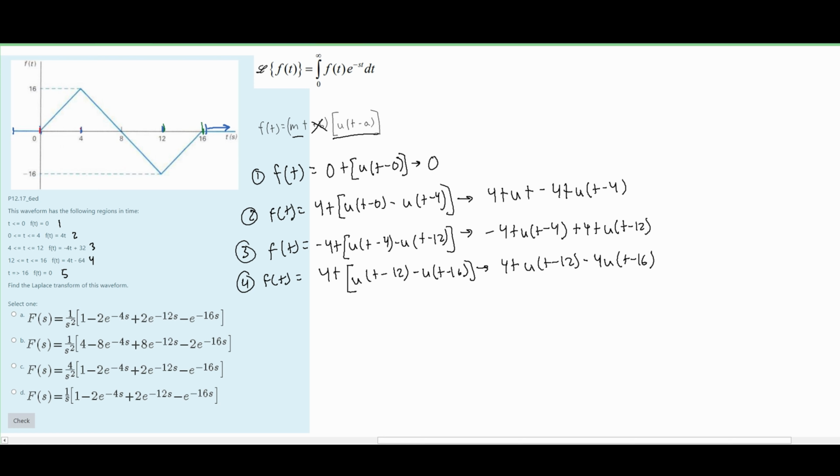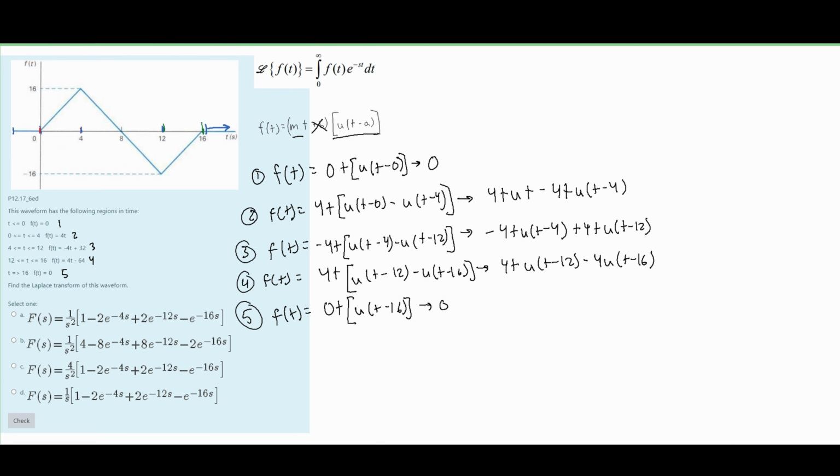If we look at 5, we can see that our slope is just going to be 0. I'll write it anyways. We're going to have a 0t, and then we have this value, and then we're going to have u(t minus 16). And even though we have this u(t minus 16), the 0 is going to factor in and make everything 0, so this is just going to be 0.